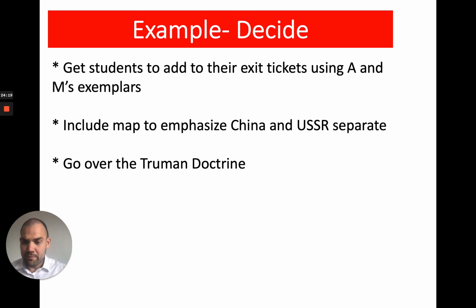So I've done my digging through the exit tickets. I've then decided on a few bits of formative action next lesson in response to what I've read. I'm going to get students to add to their exit tickets using the two exemplars, and I'm going to put those on the board. I'm then going to include a map that emphasises that China and the USSR were separate countries, to address that misconception. And I'm going to briefly revisit the Truman Doctrine and explain more explicitly why it was violated by the Chinese Revolution. So I've decided on a few little micro tweaks for the start of my next lesson, which are very responsive to what the students have done.